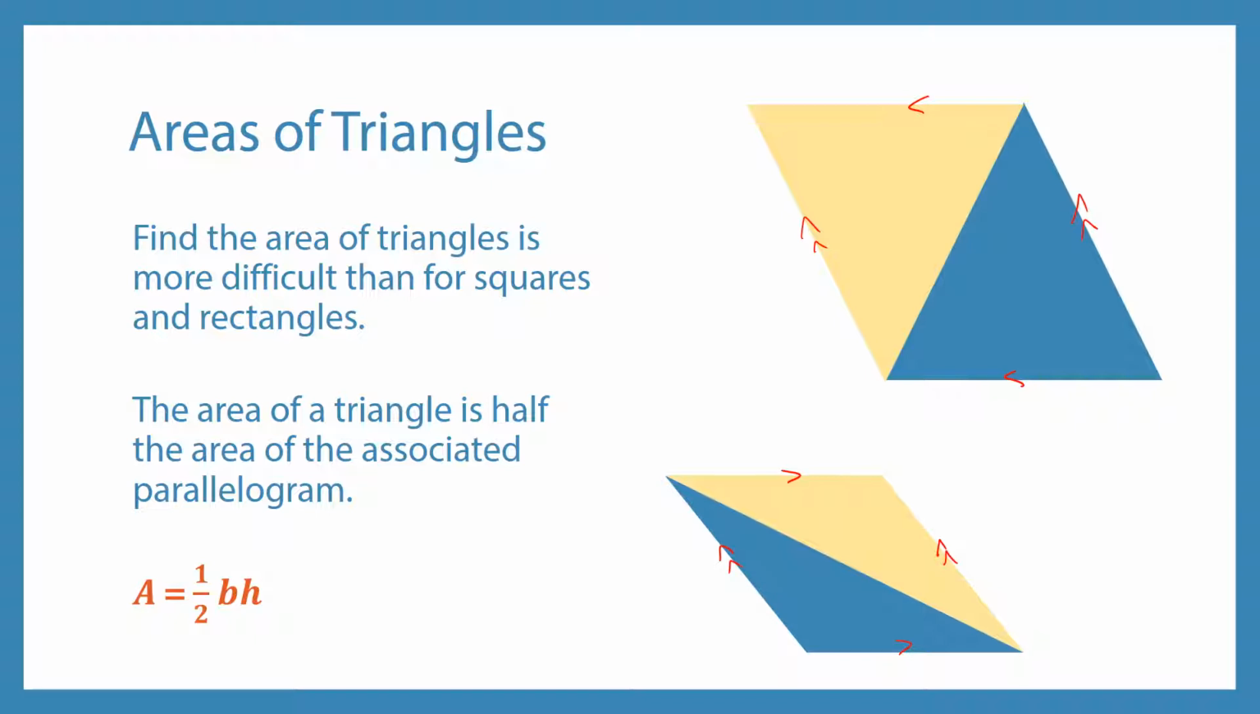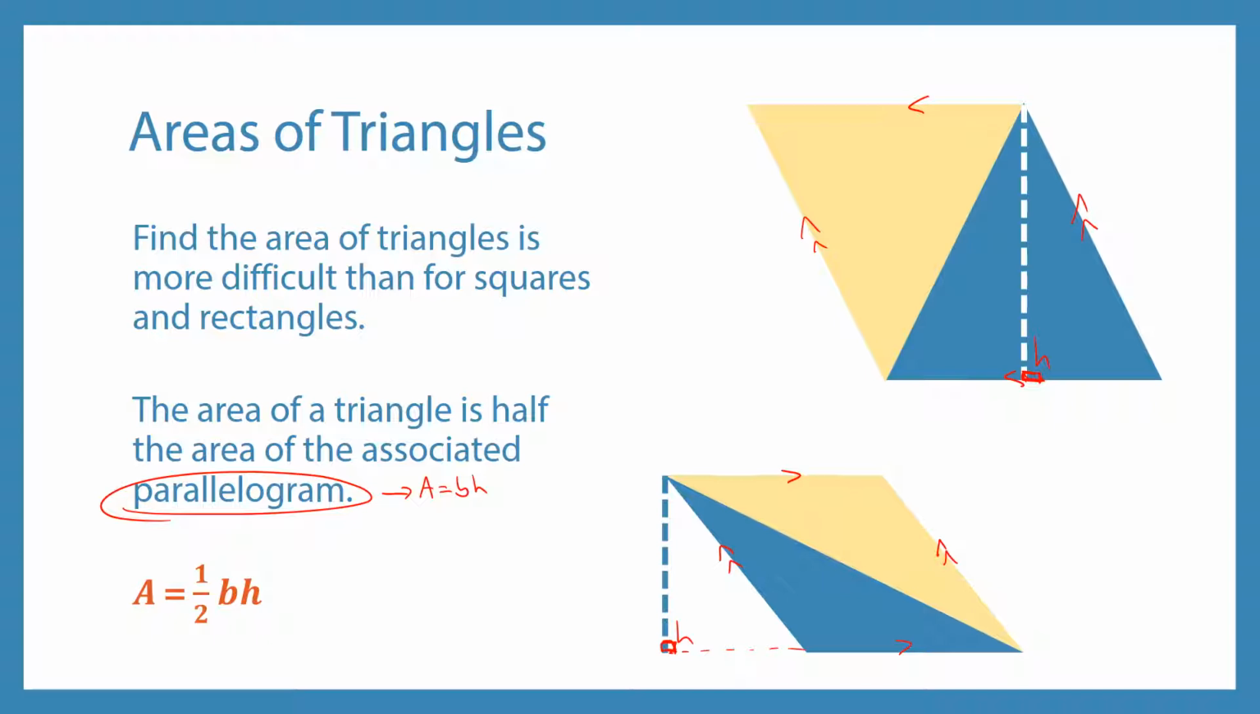So the area of a parallelogram was A equals base times height, where we're using the perpendicular height. So it's this height here and this height here. So we could bring this across. And this one's perpendicular to the bottom.